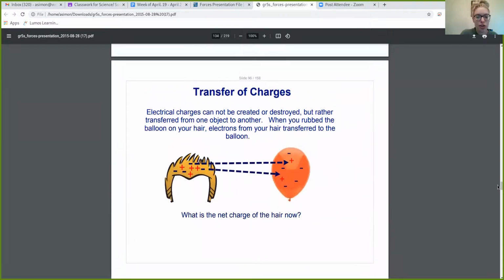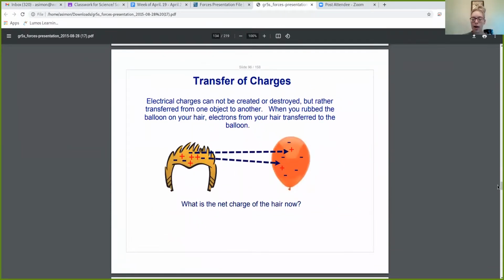All right, so transfer of charges. We did talk about already that the only charges that can transfer are the electrons, the negative charges. So go ahead and put this in our notes, please. Transfer of charges.